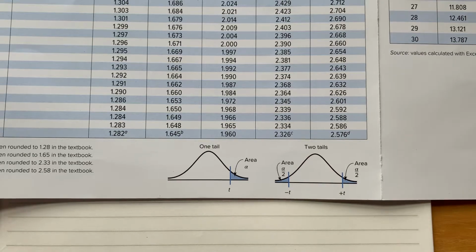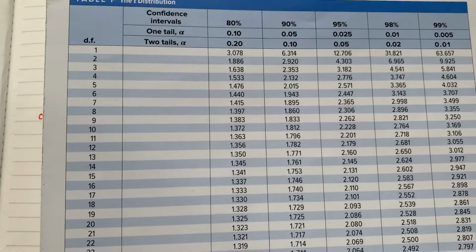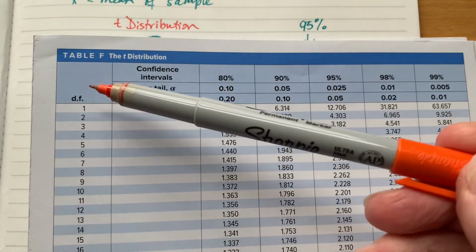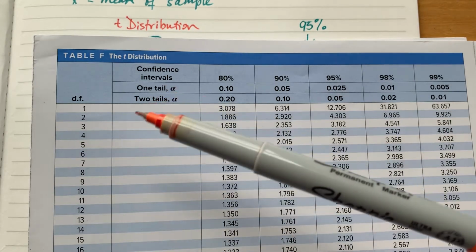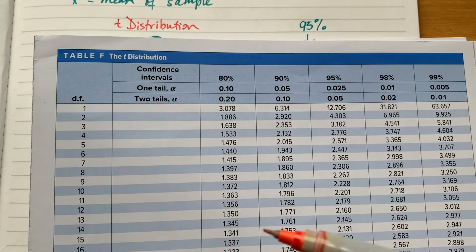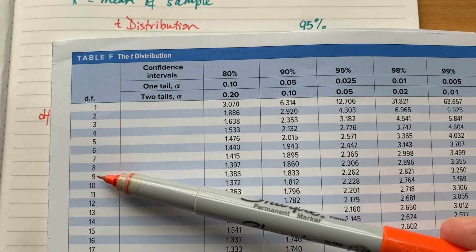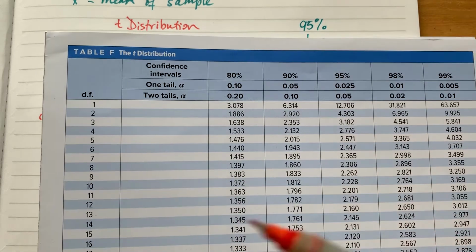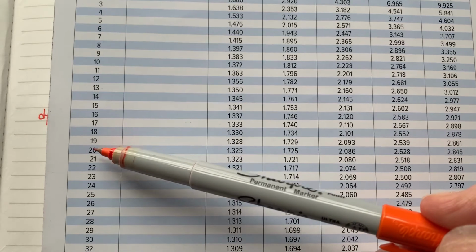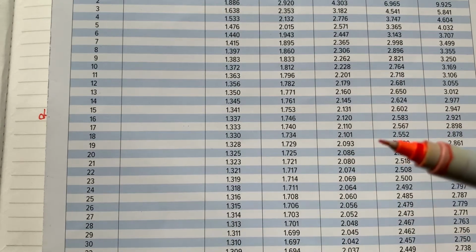Okay, the next important thing for us to select is the number of degrees of freedom. This degrees of freedom, the DF over here, is always going to be one less than the number of items that you sampled. If you have sampled 10 items, then your degrees of freedom is going to be 9. If you have sampled 20 items, then your degrees of freedom is going to be 20 minus 1, which is 19.